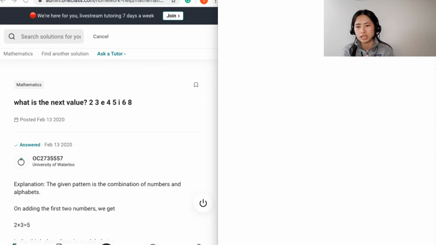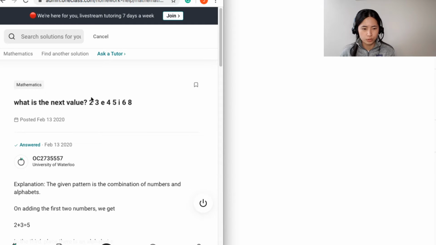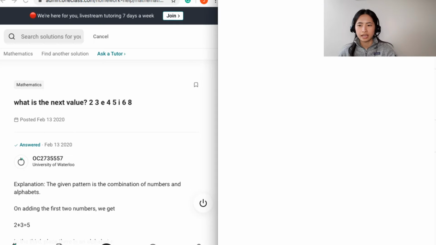So you're supposed to see two windows. The first one would be the question, which is from homework help, and here will be my worked out solutions.